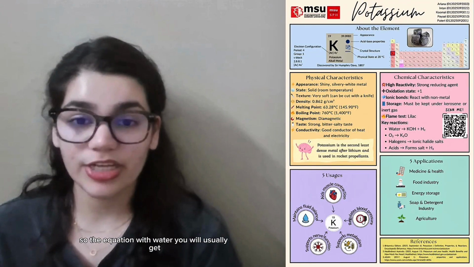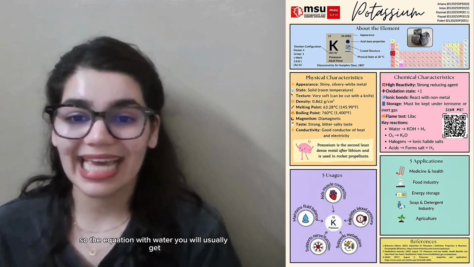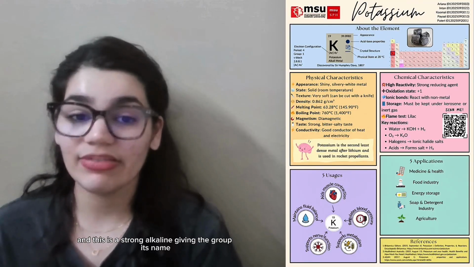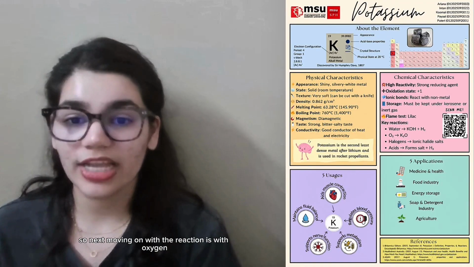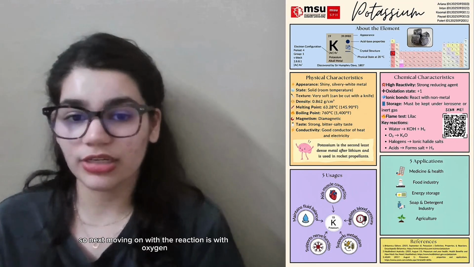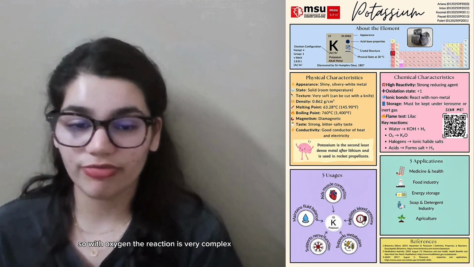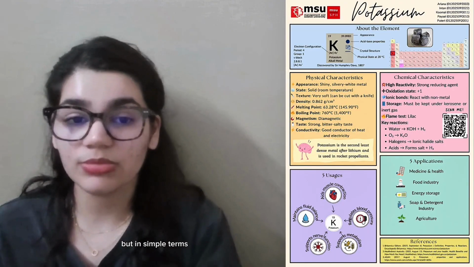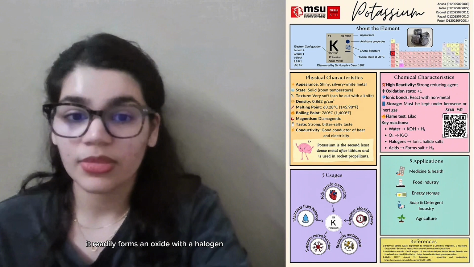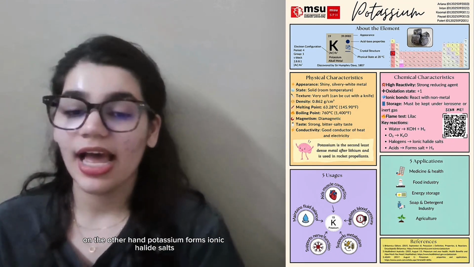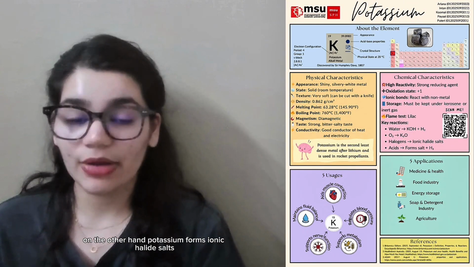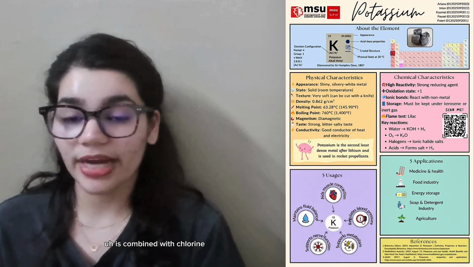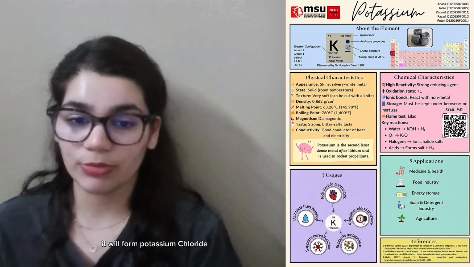The equation with water will usually give you potassium hydroxide, which is KOH, and this is a strong alkali, giving the group its name, the alkali metals. Next, moving on with the reaction with oxygen. With oxygen, the reaction is very complex. It often forms potassium superoxide, but in simple terms, it readily forms an oxide. With halogens, on the other hand, potassium forms ionic halide salts. For example, if potassium is combined with chlorine, it will form potassium chloride.